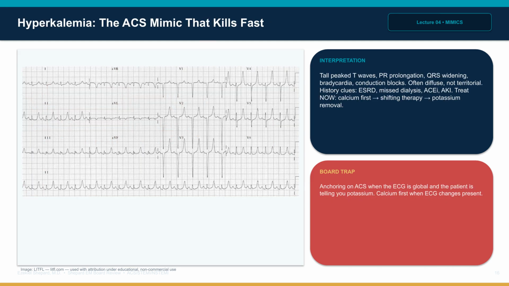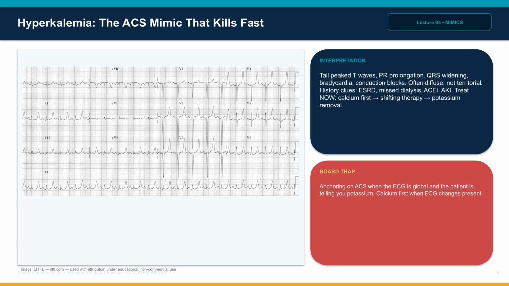Hyperkalemia deserves its own slide because it is a classic ECG mimic and a resuscitation emergency. Tall peaked T waves, PR prolongation, QRS widening, bradycardia, and conduction blocks should make you think potassium. The ECG changes are often diffuse rather than territorial. If the patient has renal failure, missed dialysis, ACE inhibitor use, or a compatible history, treat immediately.